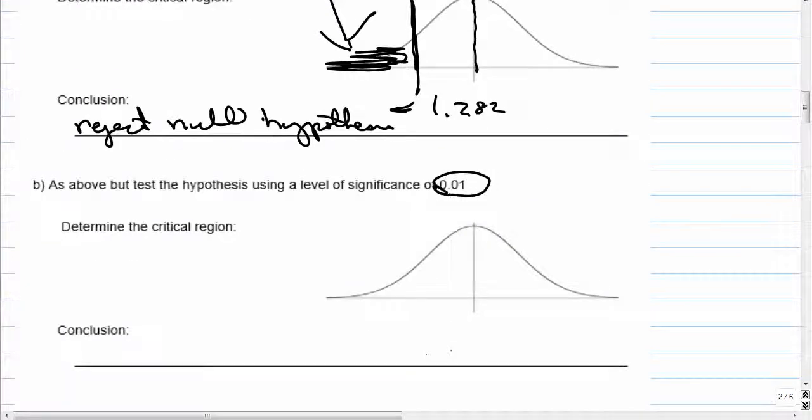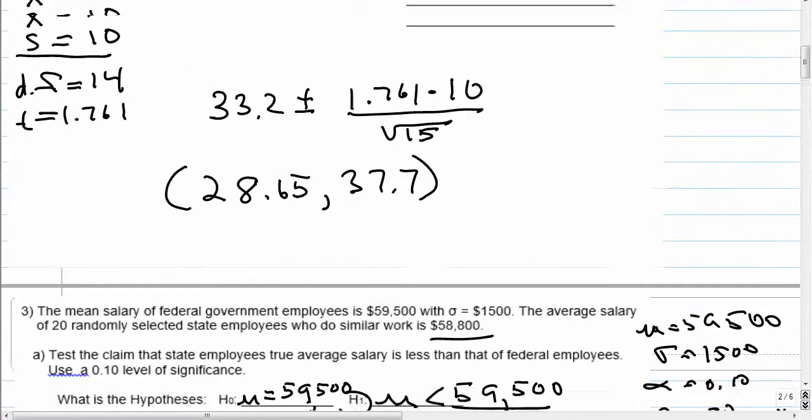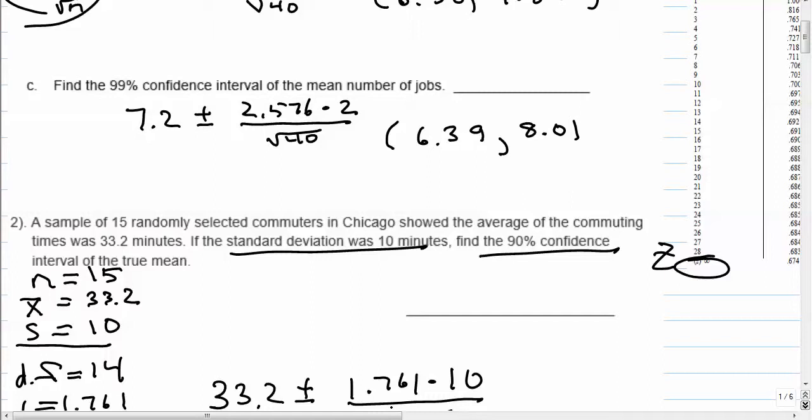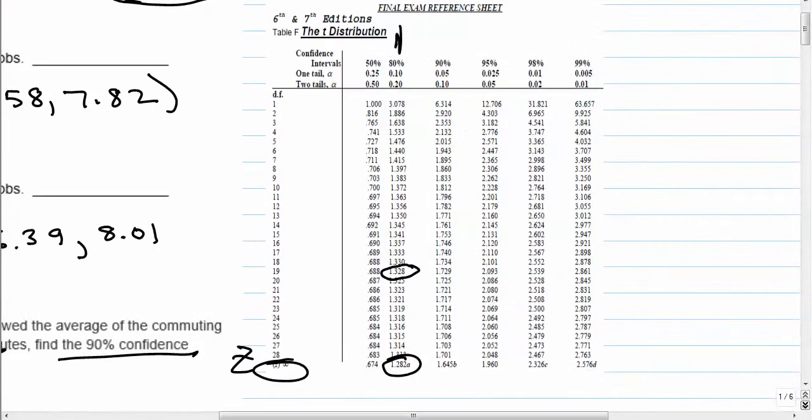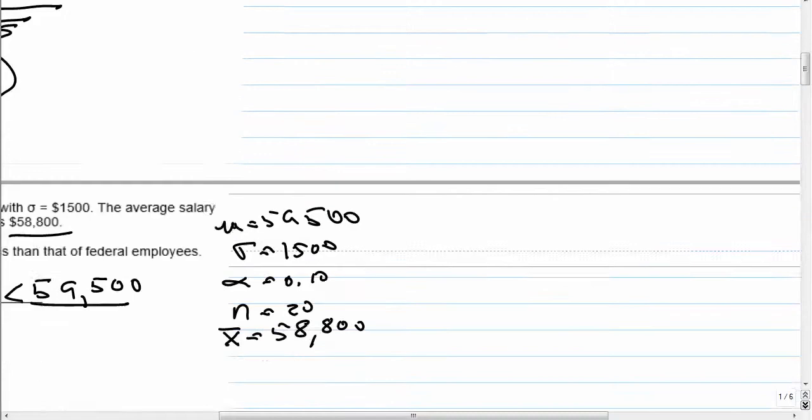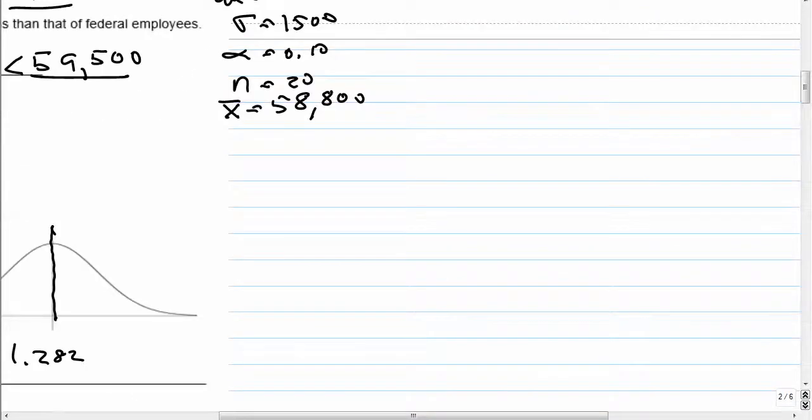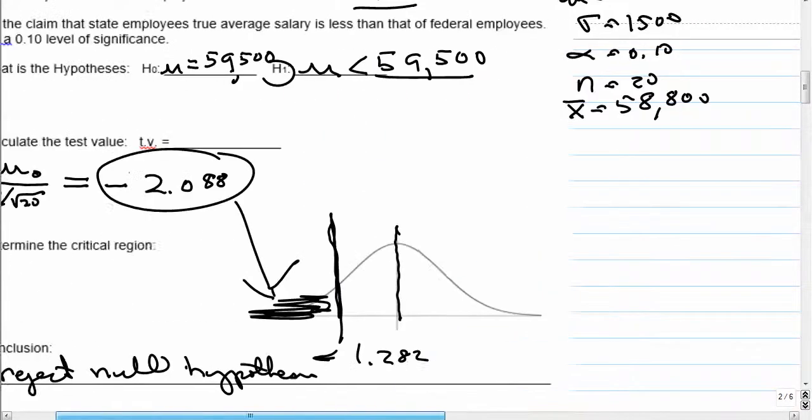So again, since we are working with a z-score and it is a one-sided test, we're going to be rejecting if we're below it. But we're working with a z-score, so now let's go back to our table. That's up here. But we're working with a 0.01. It's still a one-tailed test, so we go to the very bottom here, and it's 2.326. So that's going to be our endpoint of the region of rejection.